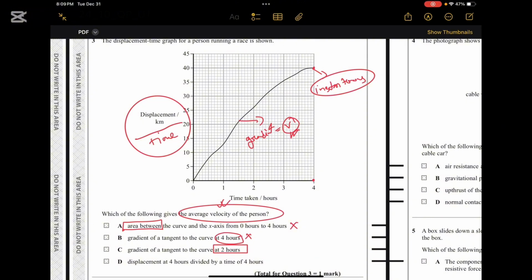Displacement at 4 hours divided by time of 4 hours. Yes, this is going to give us our average velocity. Why will this give us our average velocity? Because we are taking the whole 4 hours displacement along with the time of 4 hours. So this is going to be our answer.